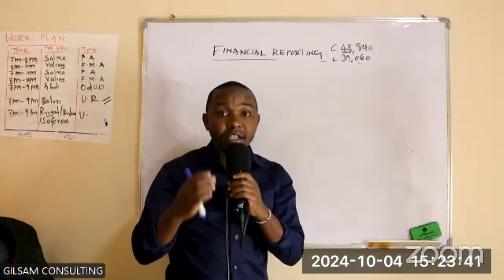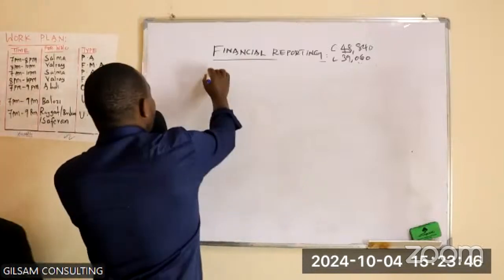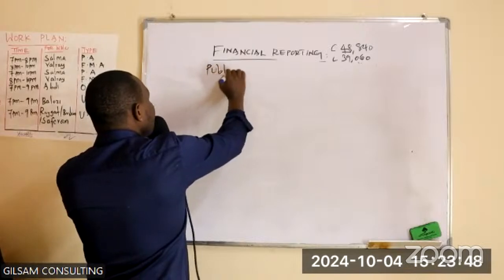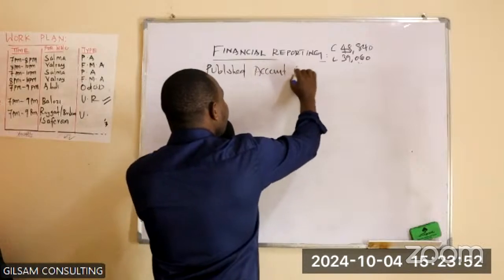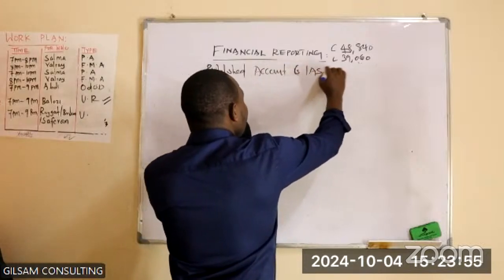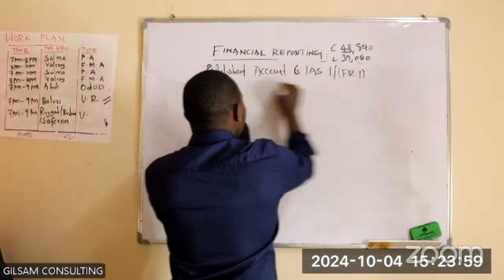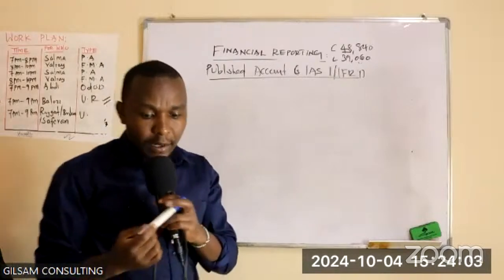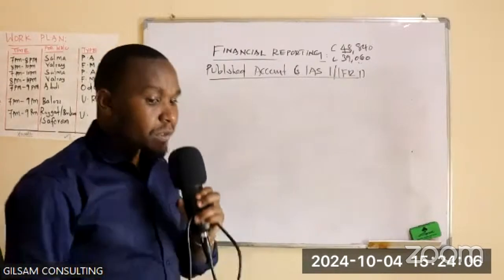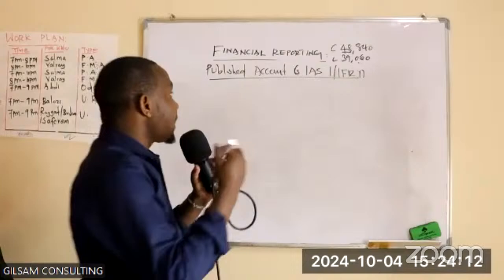That is the presentation of the financial statements. So the published accounts are governed by IAS 1 or IFRS 1. So they are the same. So what does IAS 1 need you as an accountant to do?